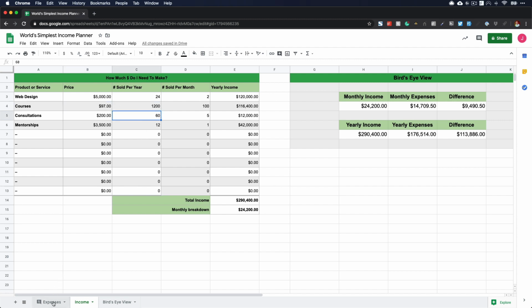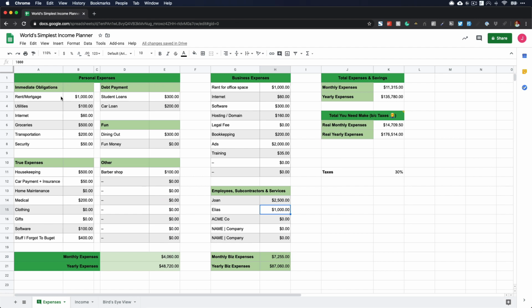But at the end of the day, here's the main idea behind the world's simplest income planner. You have all your personal expenses in one view, all your business expenses in the same view, okay? And you will see how much money you're spending every month. Also, you'll see the real expenses when you add the taxes. You just change this, and you'll see that everything goes up. Man, taxes, I just love them.